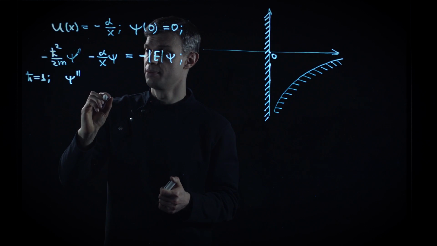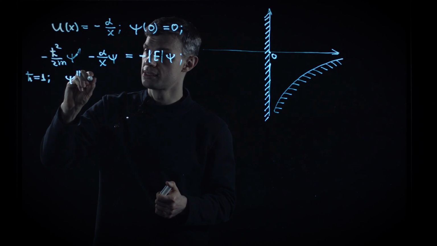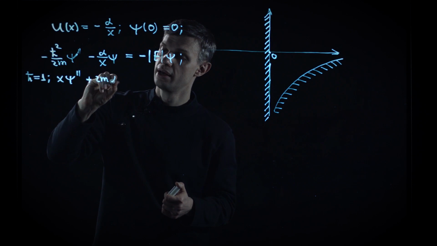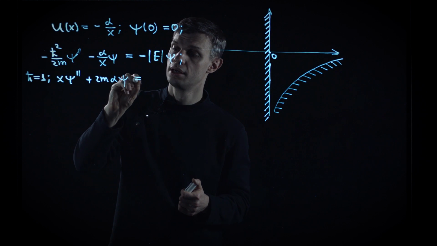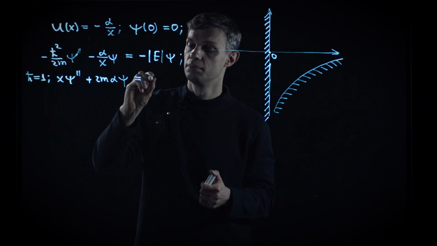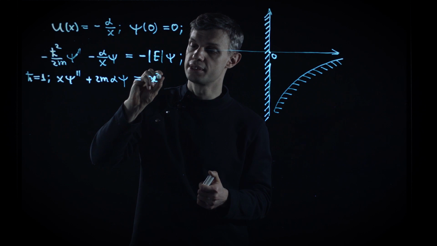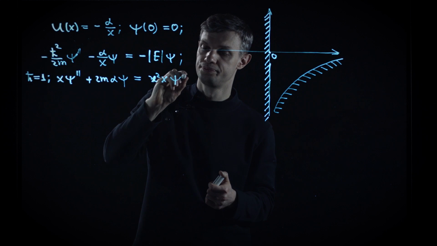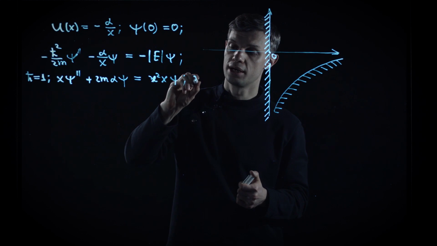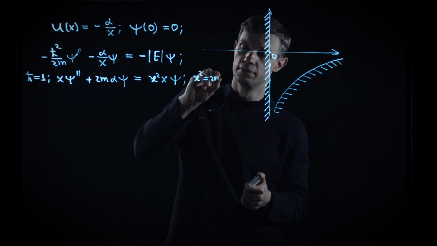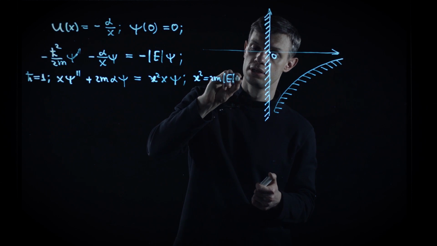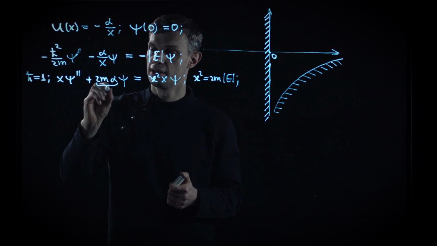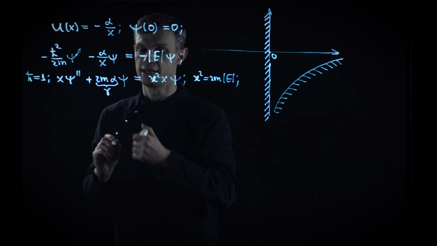psi prime prime plus x 2m alpha psi equals kappa squared x psi, where kappa squared is 2m times the modulus of energy, and let's denote this factor as gamma.